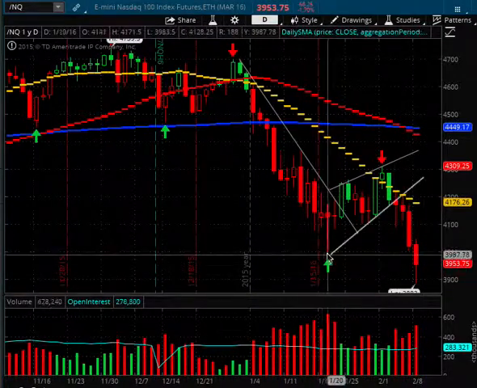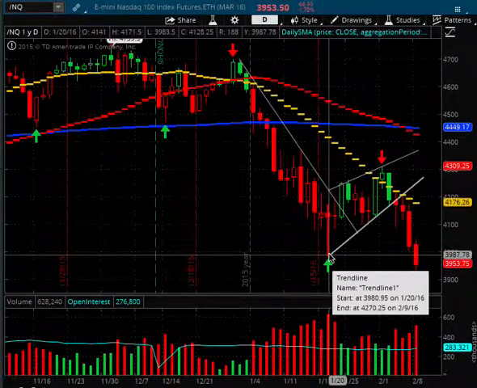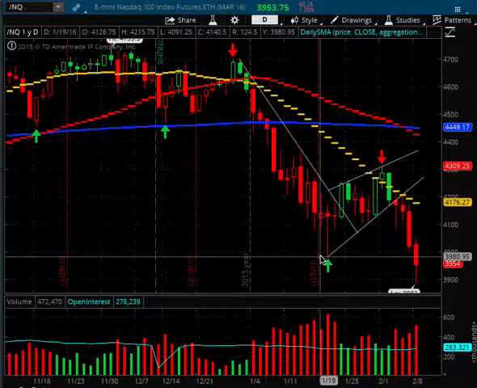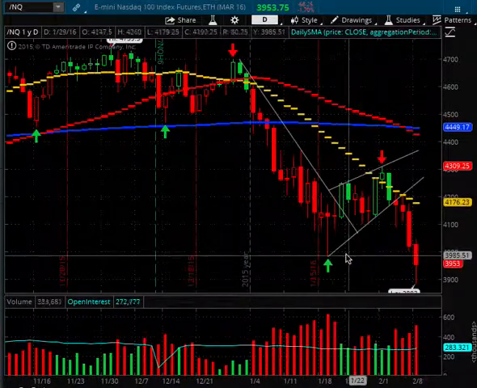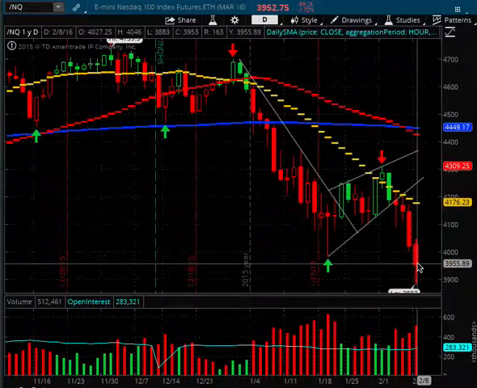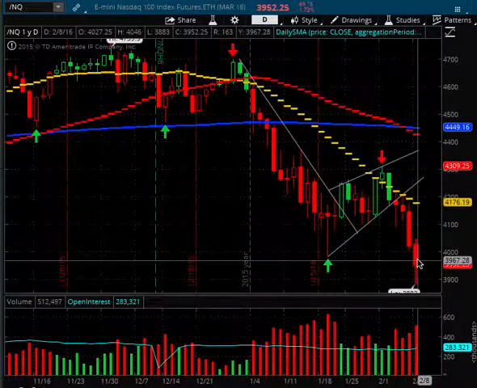Now look, this was the low. This was the low that we had January 20th. The NASDAQ is now lower than our low. So this is the lowest that we've been this year.